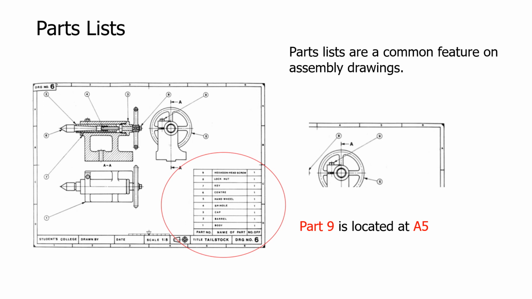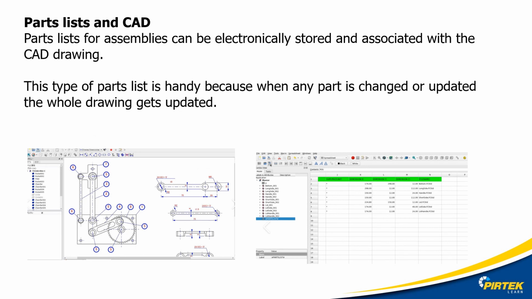Parts lists can sometimes be included on the engineering drawing. Here's an example of a parts list, and on the right hand side we have a parts list with a parts mapping location. So for example, part 9 is located at location A5. Modern CAD software enables dynamic listing of parts, for example, to a spreadsheet where parts can be dynamically updated and listed with the plug-in spreadsheet function.